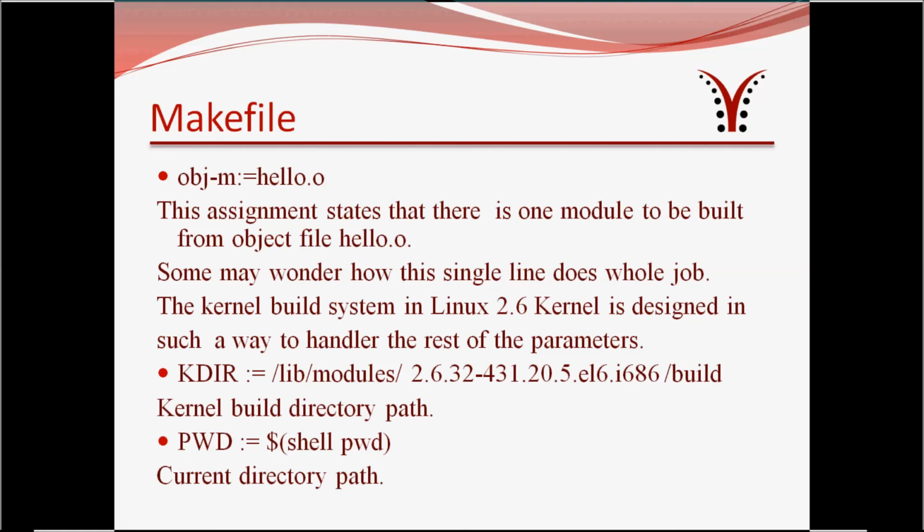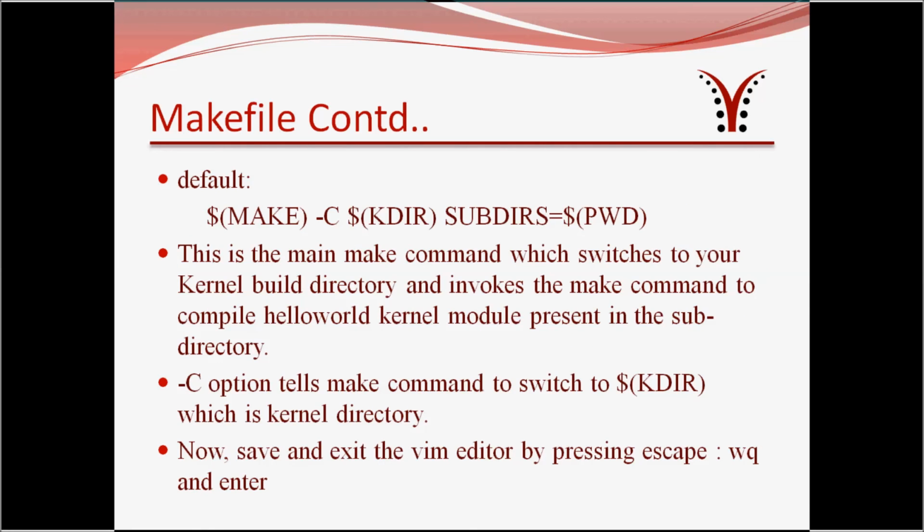The third line is PWD, the current directory path. It shows the kernel the current location of our kernel module. We'll read the current path into the PWD variable. Now the last line is the main makefile command which switches to your kernel build directory and invokes the command to compile the Helloworld kernel module present in the subdirectory. The -C option tells the make command to switch to the kernel build directory.